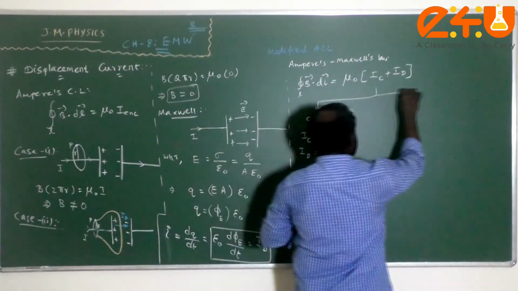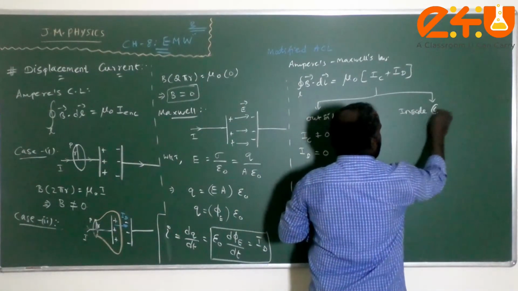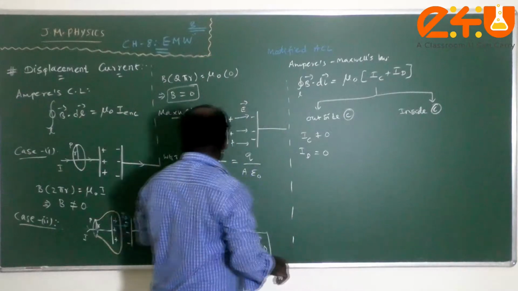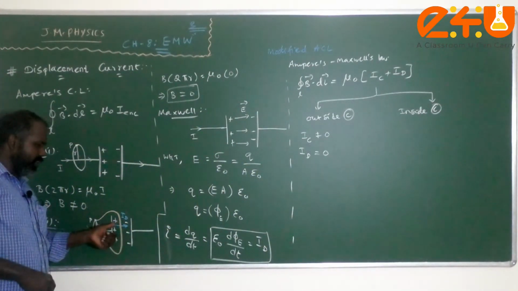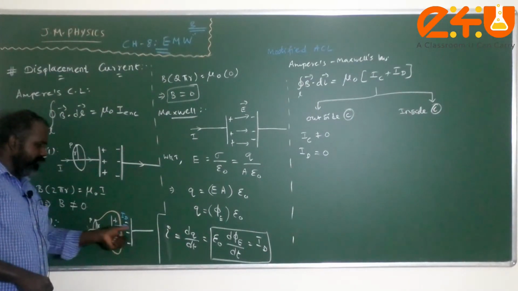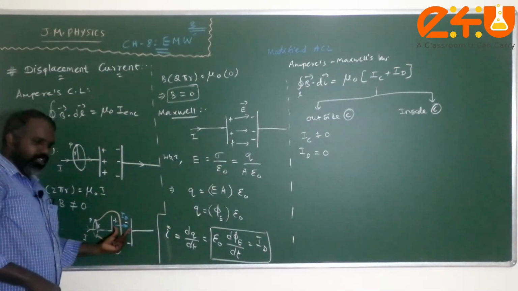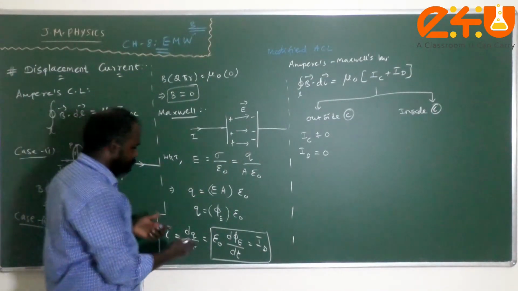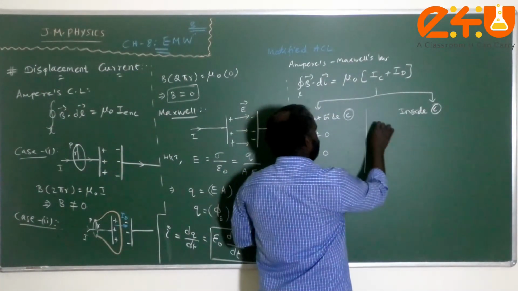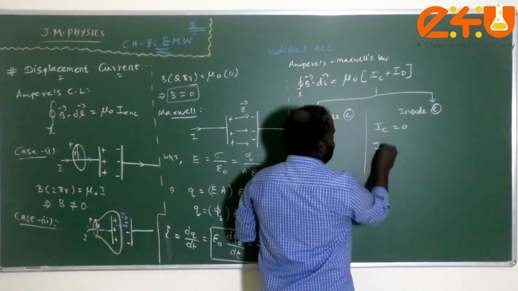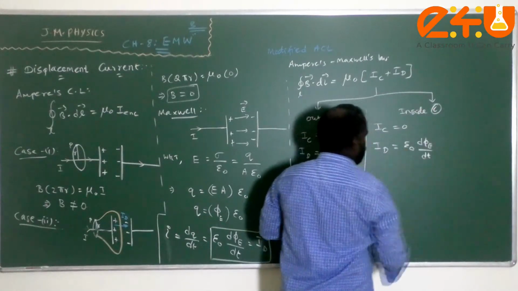But between the plates of the capacitor, or inside the capacitor, yes, electrons are not flowing from the positive plate to the negative plate, but the electric field can exist. That varying electric field results in some current between the plates of the capacitor. That is called what, children? Displacement current ID. Therefore, inside the capacitor plates we can say that IC equals 0, but ID, which is equal to epsilon naught d phi E by dt, has a non-zero value.